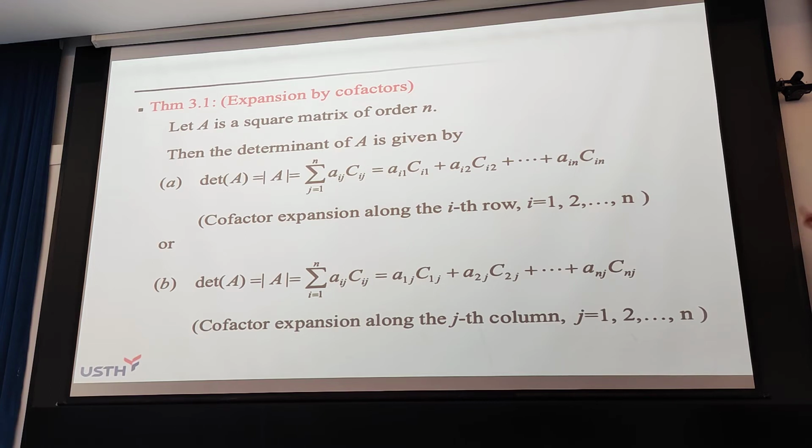Then the determinant of A can be given by one of those formulas, A or B. Formula A is named cofactor expansion along the i-th row. The i can be any row, the first row, the second row, up to the n-th row. And formula B is the cofactor expansion along the j-th column. That column can be the first column, second column, or the last column. You can expand along any row or any column. It gives you the same result, and that result is called the determinant of A.